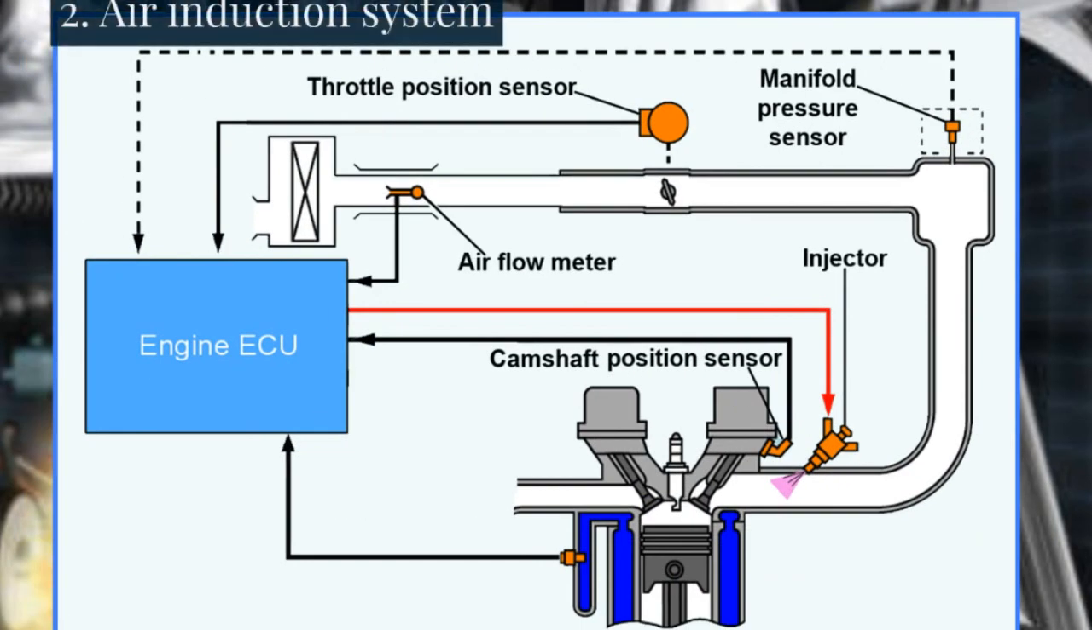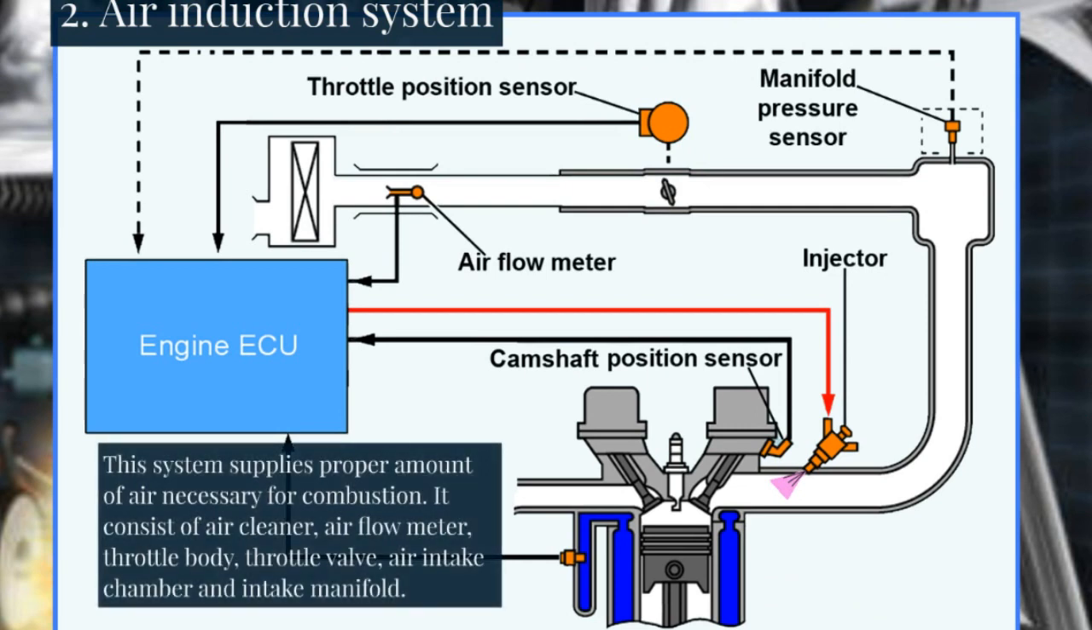Air induction system. This system supplies the proper amount of air necessary for combustion. It consists of air cleaner, airflow meter, throttle body, throttle valve, air intake chamber and intake manifold.